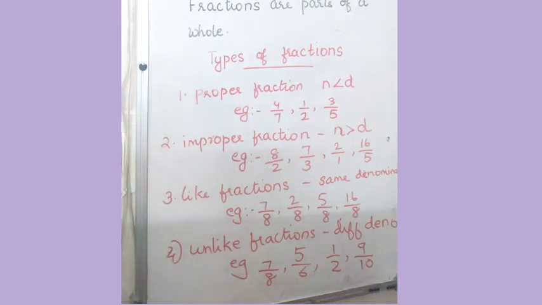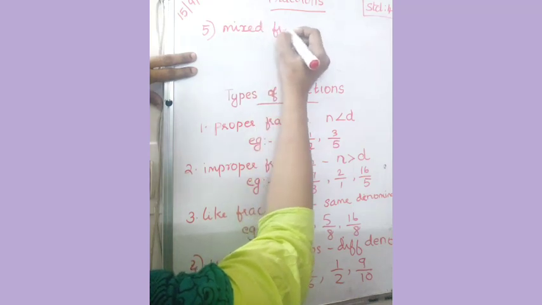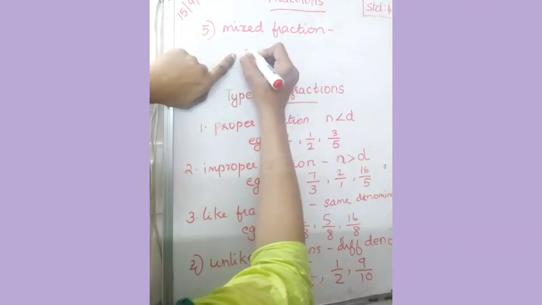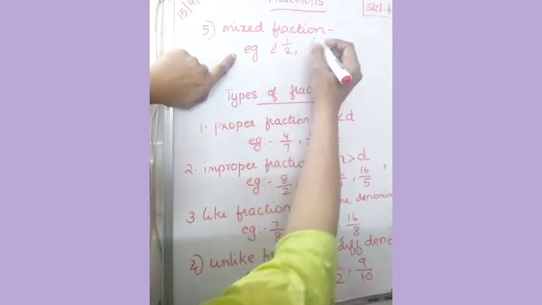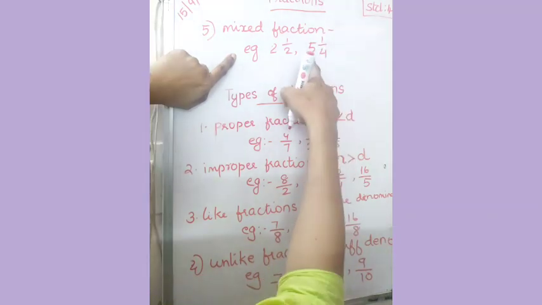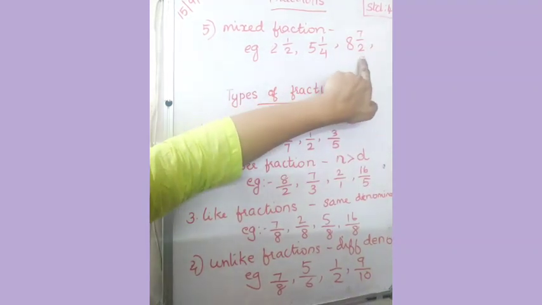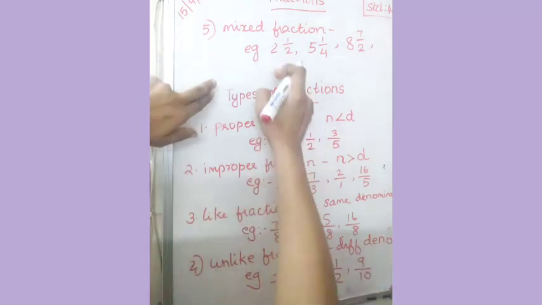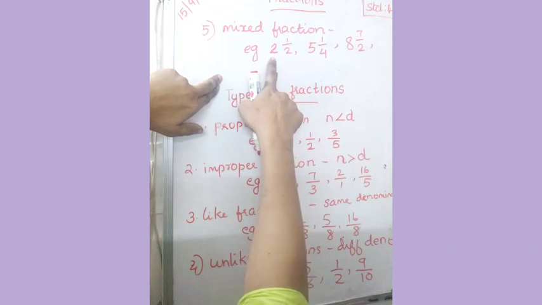Then the fifth type of fraction is the mixed fraction. In a mixed fraction there will be a whole number part and a fractional part. For example, 2 and 1 by 2. This is a whole number, this is a fraction part. 5 and 1 by 4, a whole number and a fraction part. 8 and 7 by 2. What is meant by whole number? Whole numbers are numbers from 0 to infinity. So in a mixed fraction, there will be a whole number and a fractional part. That type of fractions are called mixed fractions.